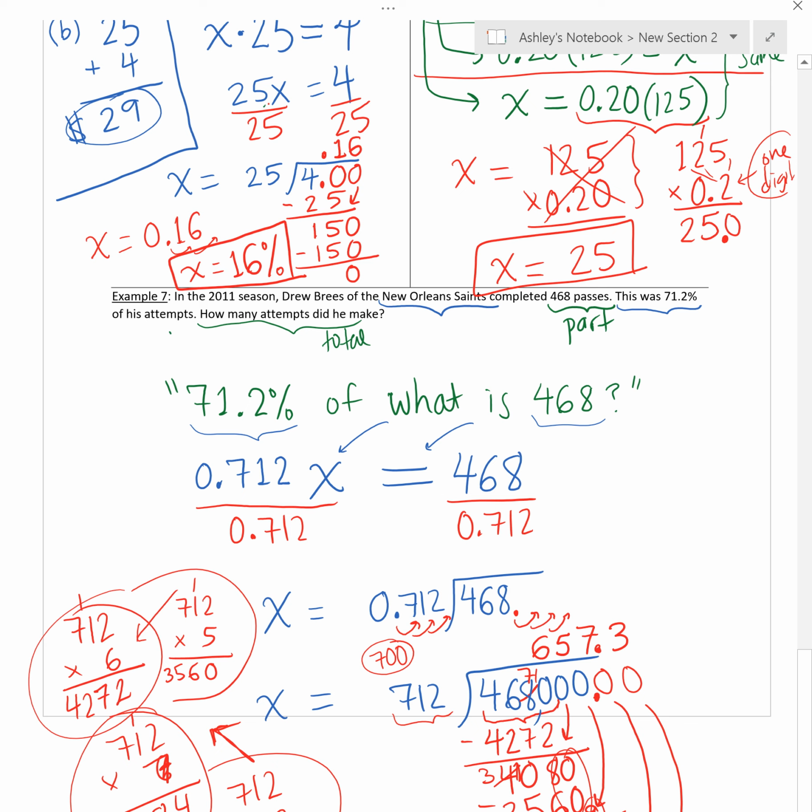240. 712 cannot go into 240, right? I'm no math major, but I'm pretty sure. So it's a 0. 0 times 712 is 0. 240's left over. Oh my goodness. Bring down another 0. Please tell me it goes in evenly. Okay. I don't think it does, huh? Oh, let's try another 3.